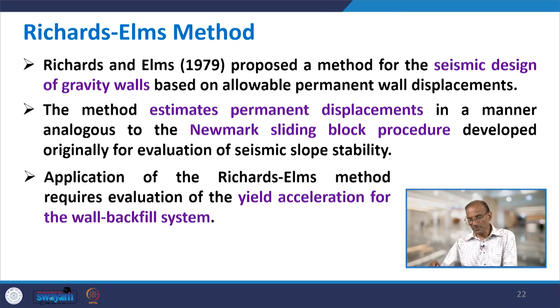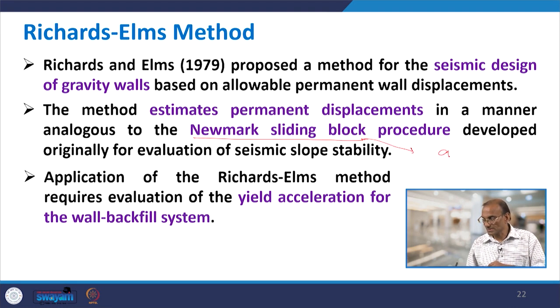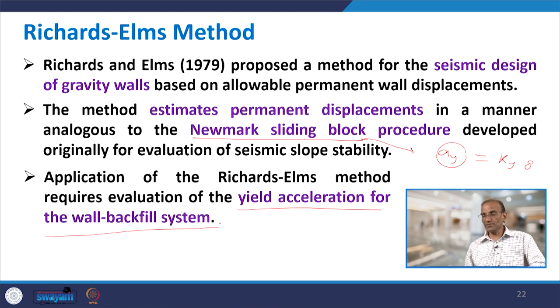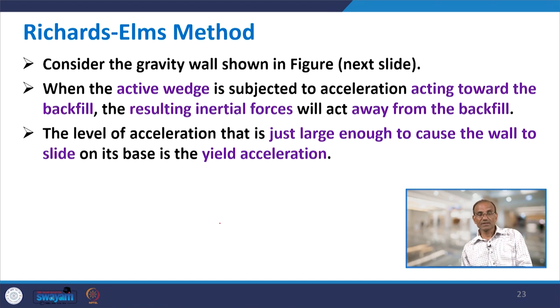Like in case of the Newmark sliding block method also, if you recall when we discussed the slope stability, there was a yield acceleration ay, which was nothing but ky into g. So, in a similar way, the Richards-Elms method also requires the yield acceleration for the wall backfill system. So, the value of ay will be required here also.